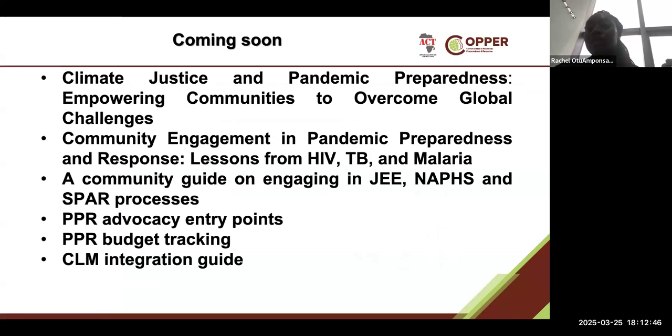We have more community guides coming up. We'll be having one on climate justice and PPR, and one on the broader work being conducted by the Global Fund around HIV, TB, and malaria, and the learning around that, and then pandemic preparedness. We'll also be having a community guide on engaging in JEE, NAPS, and then the SPA processes at the country level. And for the last 3, we'll be having community guides from the COPPA CLM team. I must say that from the country work that is going on, they'll also be coming up with community guides, which will be added to the compendium. And so the compendium is going to be a very useful tool for everybody.